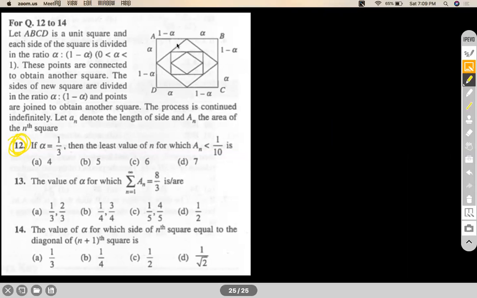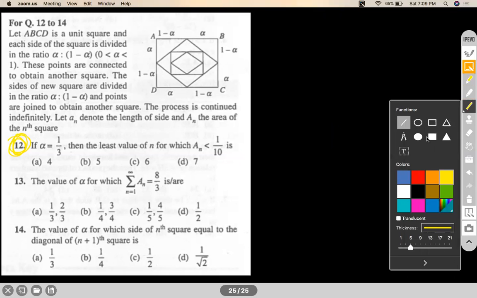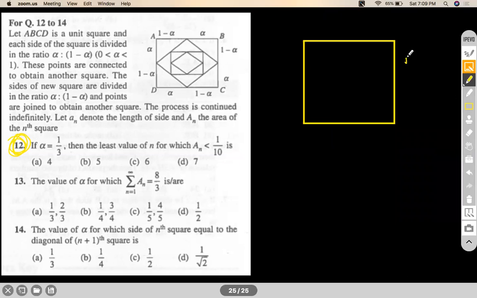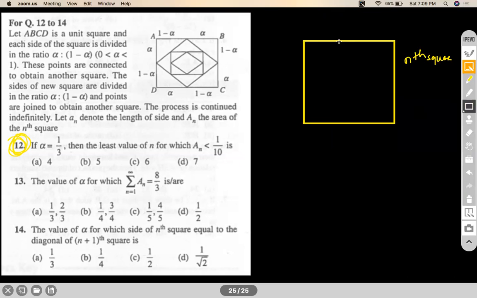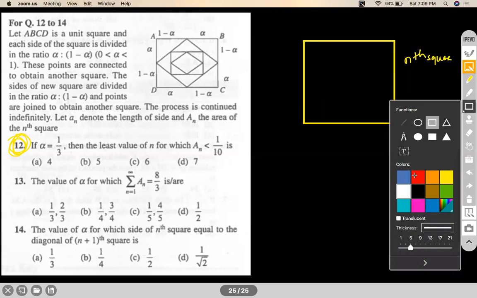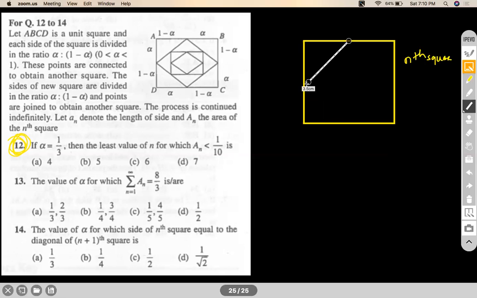Let's check. So guys, first of all, let's take any nth square. So in this diagram, I'll make up any nth square. Okay, so this is your nth square. Now I'll start making these points, which divide the sides. I'm going to make up the n plus 1th square within it. So this white one is your n plus 1th square.